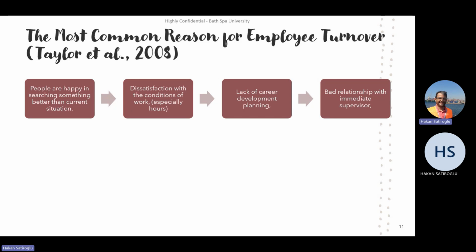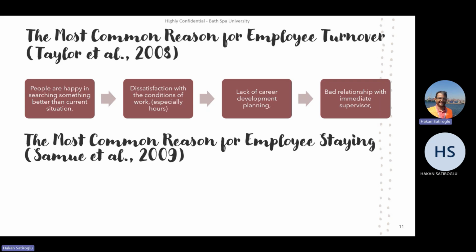The next one is dissatisfaction with the conditions of work, especially hours, which is the most recent trend. Okay, because people would like to have some flexibility to do the school run, to look after their family members or something else. So what you are going to bring is up to you. And lack of career development is another one. And the last one is a bad relationship with the immediate supervisor. This is one of the big issues. It hit me as well, that problem.